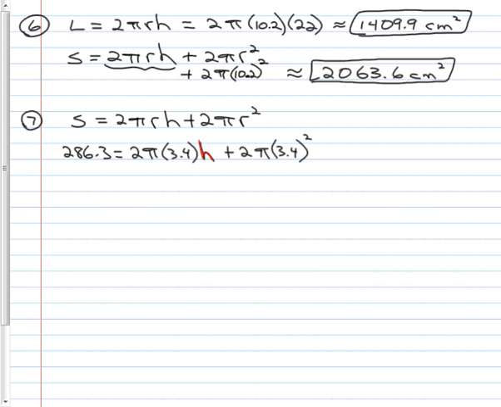Well, I don't need a factor. There's only one h in this whole thing. So we'll start there. Subtract this. This is just a number. Whatever it is, I just need to subtract it. So I'm going to do the same thing over here. So I'm going to start writing 286.3 minus 2 pi times 3.4 squared. I have eliminated that. Now what will I do?